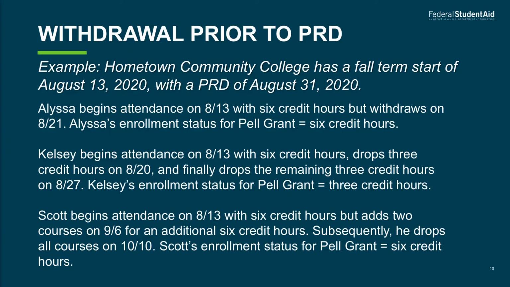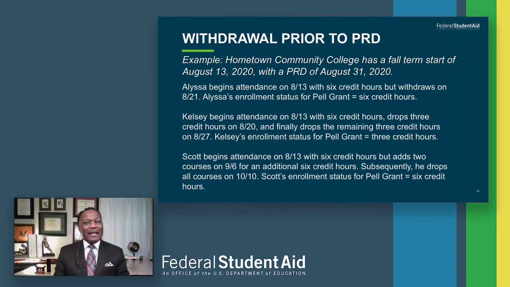Notice how these courses were added after the PRD and that they would not otherwise be added to his enrollment status even if he had not withdrawn. Unfortunately, sad to say, Scott does eventually withdraw after the PRD on October the 10th. Again, since he withdrew after the PRD, his enrollment status for Pell purposes is what was established on the PRD and not at the time of withdrawal. In this case, it is for 6 credit hours.